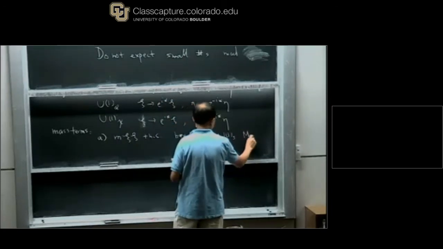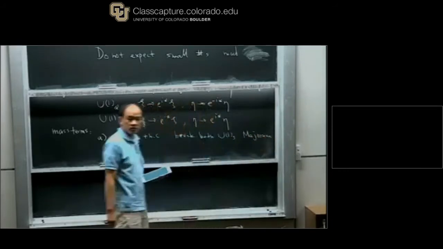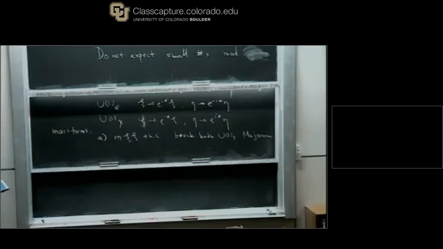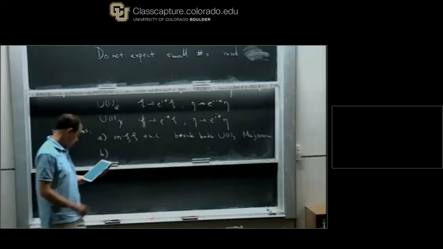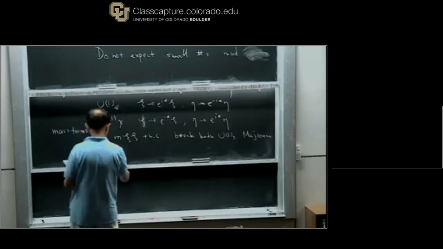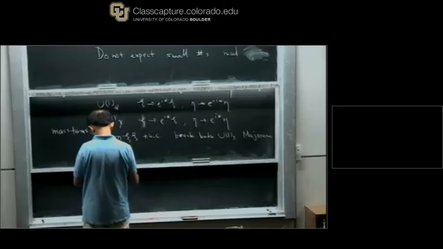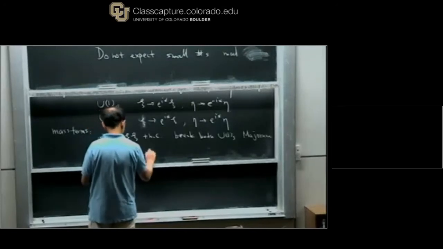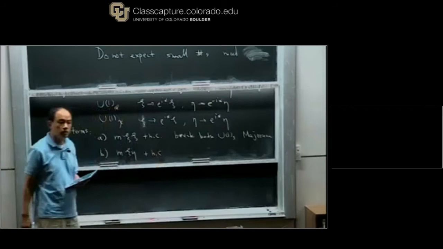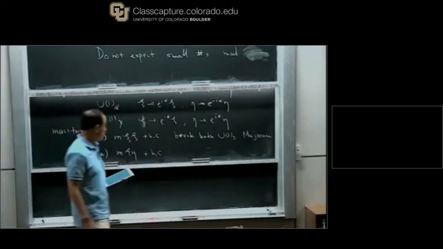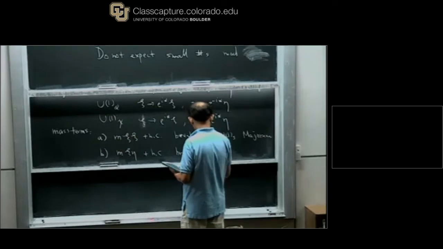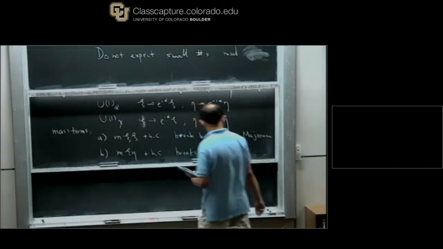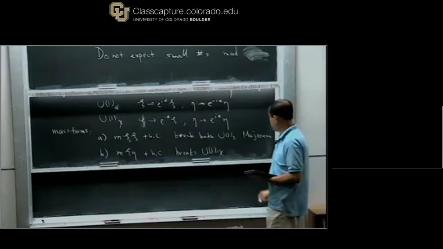And this is called the Majorana mass term. Okay. And there's another way of adding a mass term, which is I don't write a term like this, but I only have mass terms like that. This one preserves the first U1, but breaks the chiral U1. Okay. And this is called Dirac.